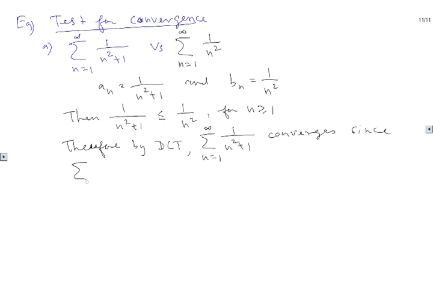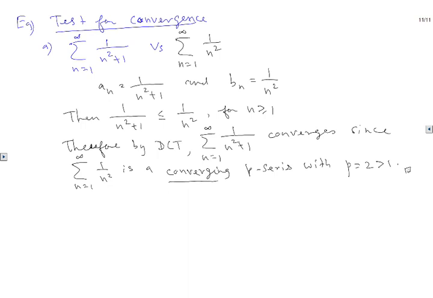the sum from n equals 1 to infinity of 1 over n squared is a converging p series with p equal to 2, which is greater than 1. These words are important: converging. So that is the complete argument of the method. You can see it's very simple, not that bad.